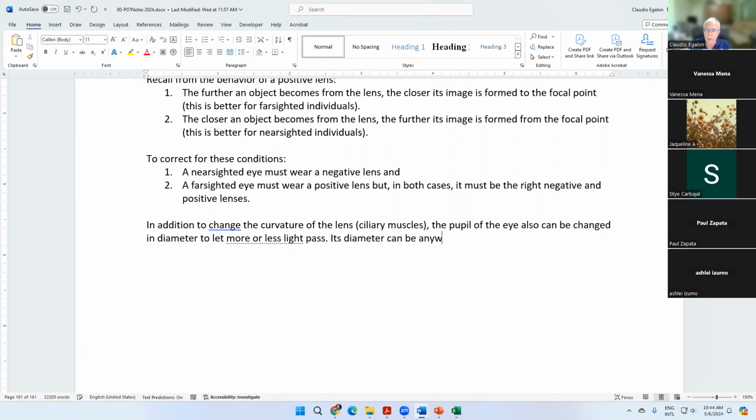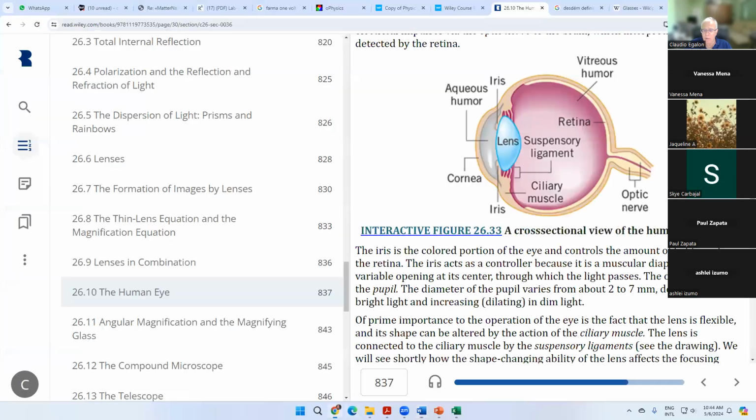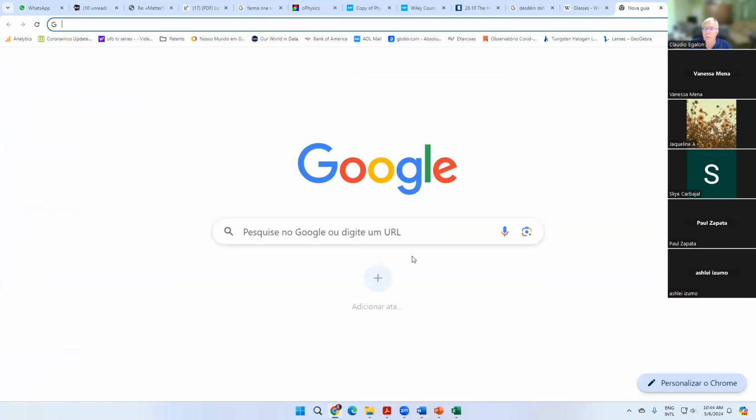Its diameter can be anywhere, that's according to the book, okay? Between 2 millimeters and, the book says, 7 millimeters, but I have seen other books that say 9 millimeters, okay? The book for some reason says, let's take a look. Pupil diameter.